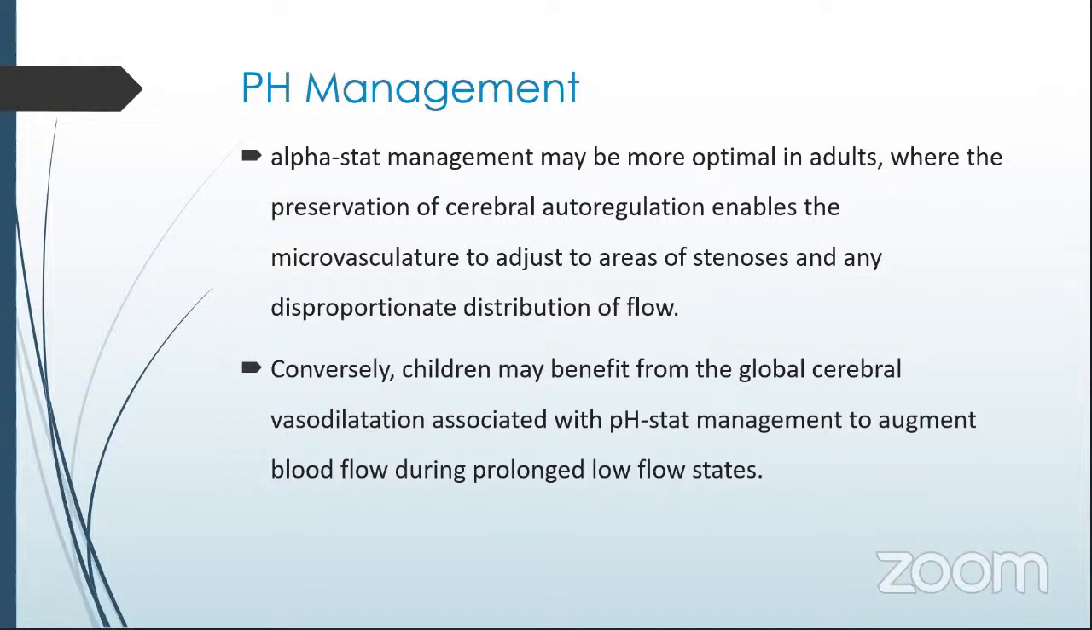But in children, global vasodilation is required, which is associated with the pH stat to augment blood flow during a prolonged low flow state. So alpha stat is better in adults and rewarming, and pH stat is better in children and cooling the patient.